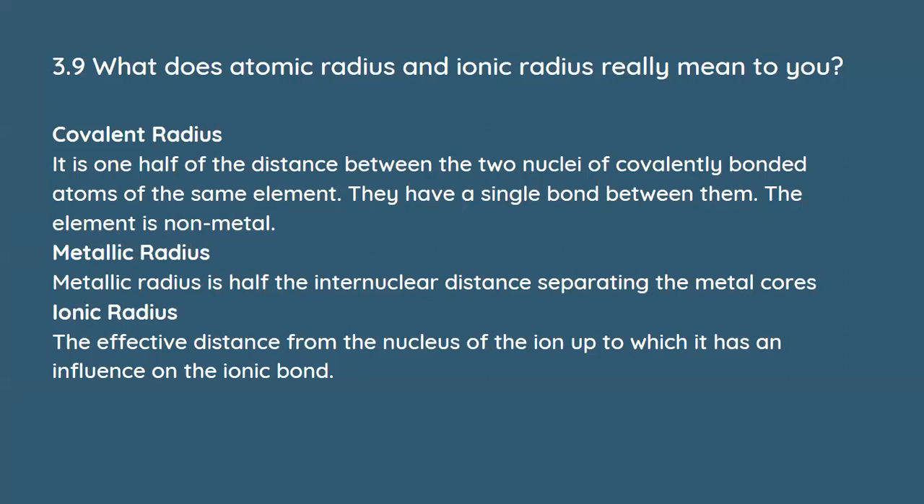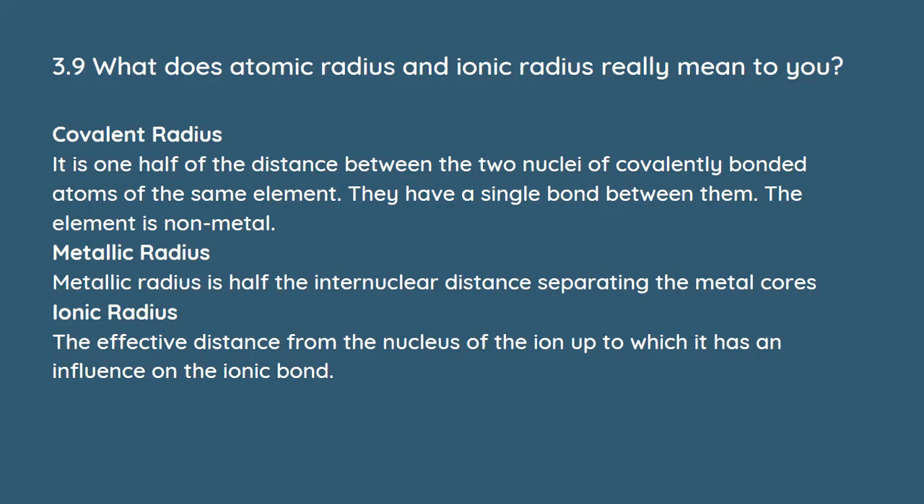The next question. What does atomic radius and ionic radius really mean to you? So the word atomic radius is actually a combination, used to denote both the metallic radius as well as the covalent radius. Now, the covalent radius is used for nonmetals, and it is 1/2 of the distance between two nuclei of covalently bonded atoms of the same element. So if you have hydrogen and hydrogen, H single bond H, half the distance is the covalent radius.